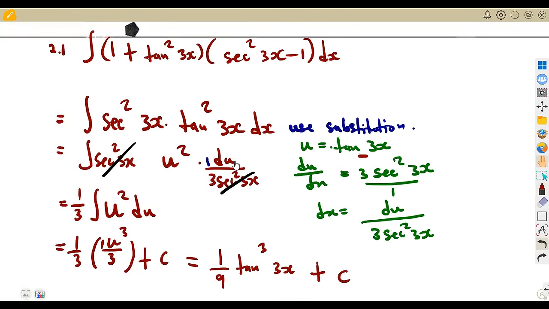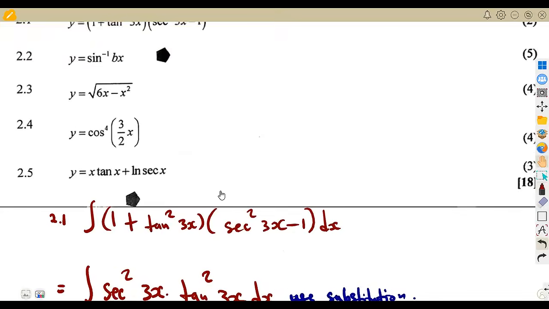There's nothing that you can do further. So that is how we're supposed to get this one. It was just a mere substitution. This one is just direct sec squared. This one is just direct tan squared. Use your substitution, you're done. Just like that, all right?